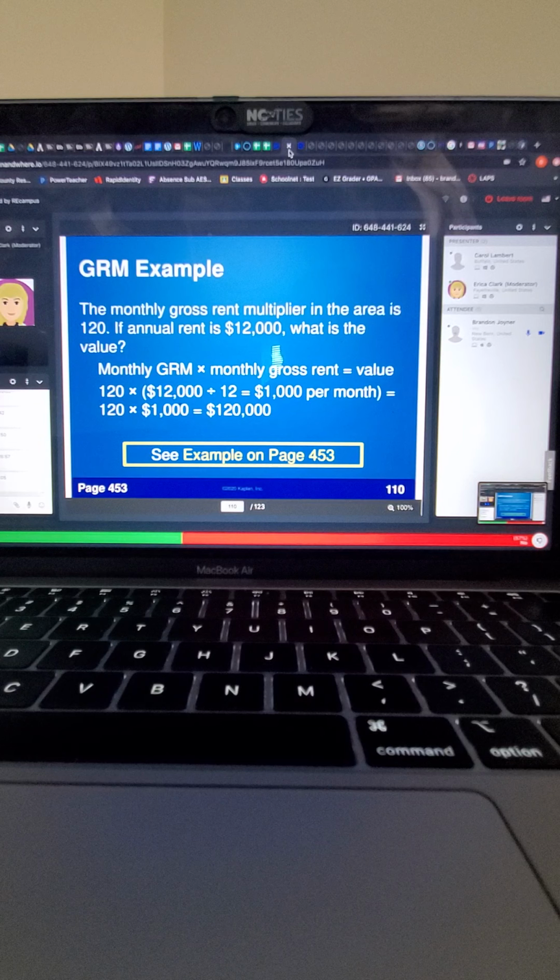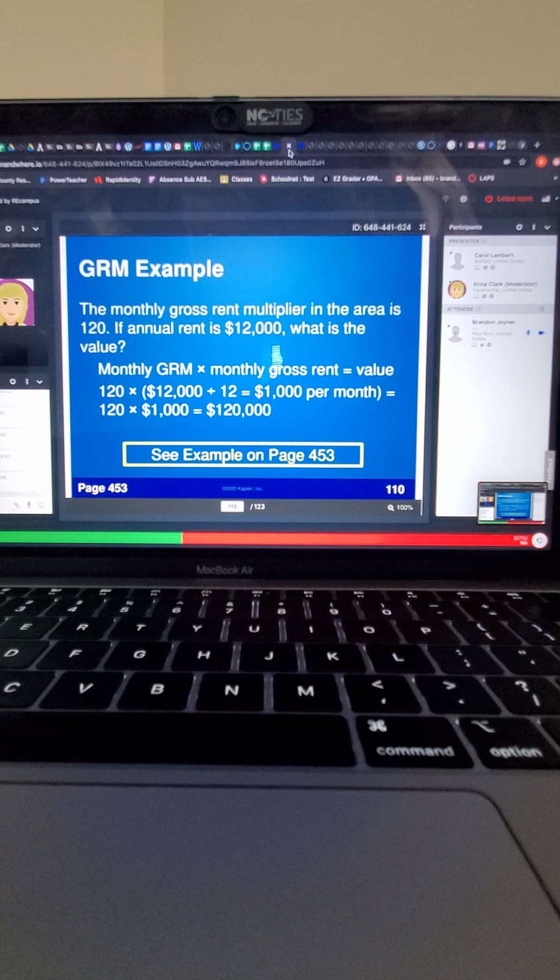But there's 2 more comps. The third one sold for $115,000, rents for $960 a month. Divide those 2, and that gives you 120. And then the fourth one sold for $105,000 and rents for $865. When you divide those 2, it gives you a 121. Now you can average those 4, and it'll come out to be 120.